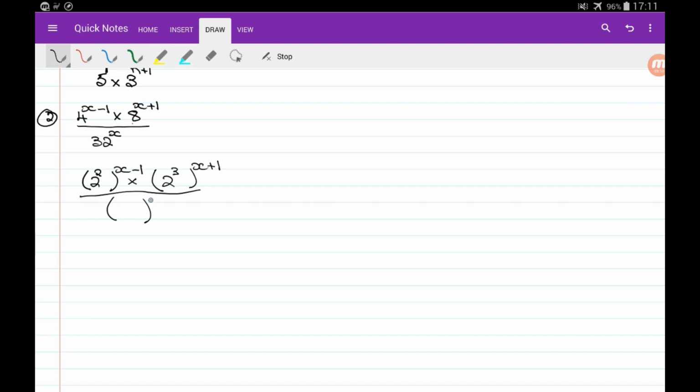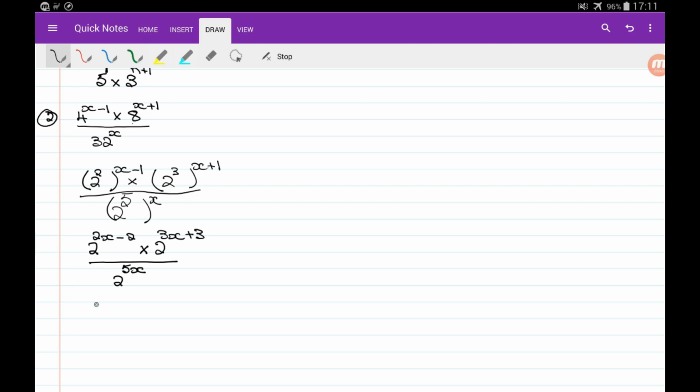Instead of a 32, I'm going to write a 2 to the power of 5. Now I'm just going to follow the same principles as I did in the last exercise. I'm first going to get rid of brackets, so it becomes 2 to the power of 2x minus 2 multiplied by 2 to the power of 3x plus 3 all over 2 to the power of 5x.